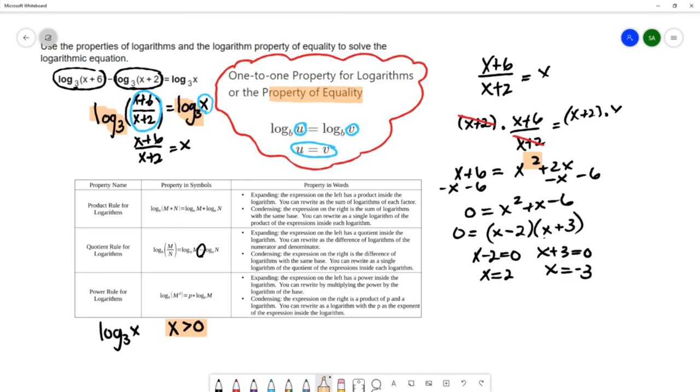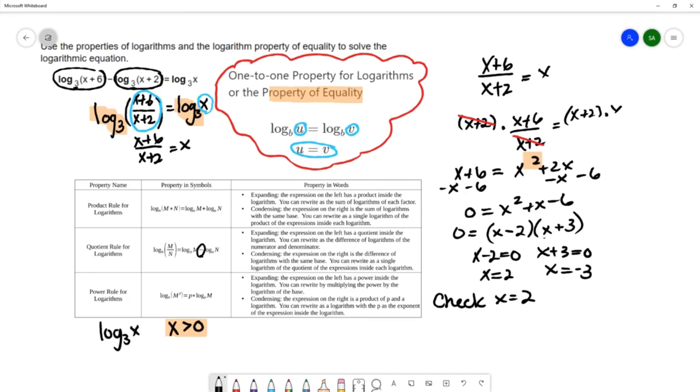Log of 0 is undefined and log of a negative is undefined. So anytime you solve an equation that involves logarithms, once you get your values of x, you need to check to make sure your values of x are in the domain of the original equation. So I'm going to start by checking x equals 2.